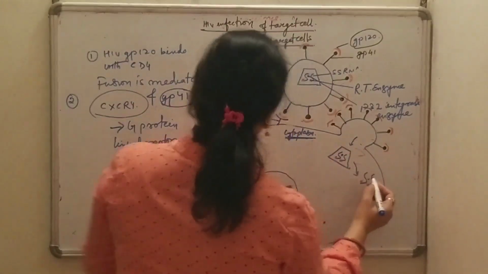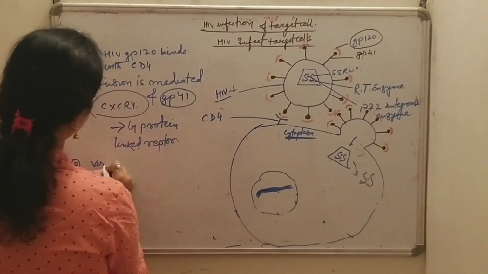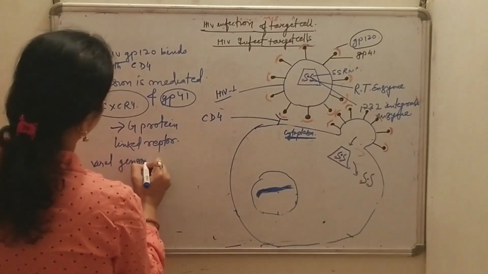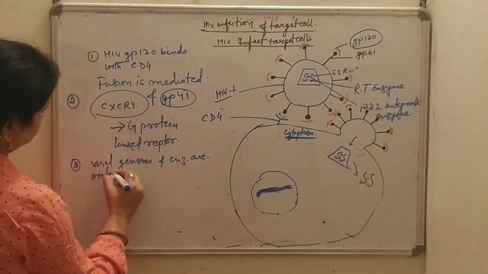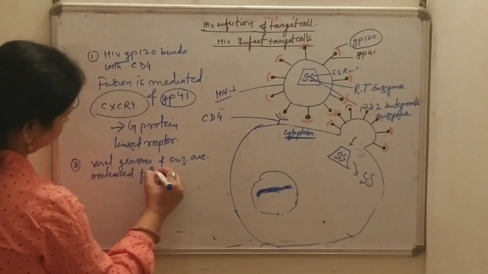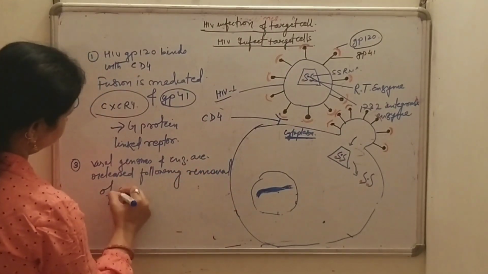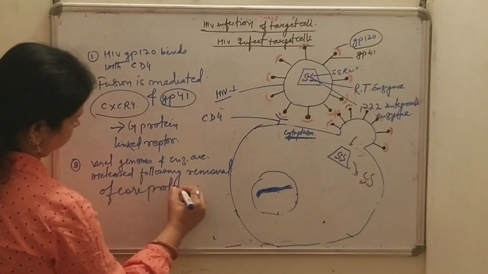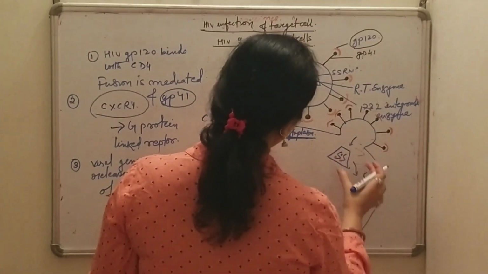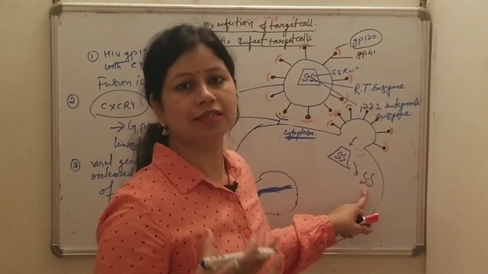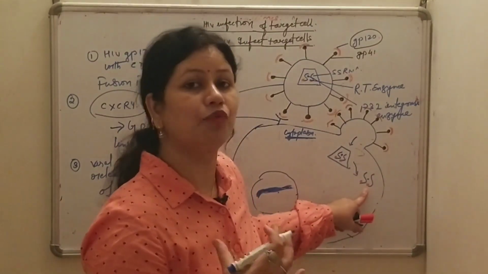So in the third step, viral genomes and enzymes are released following removal of core protein. You can see the core protein has been removed. Then the viral reverse transcriptase enzyme comes into action.